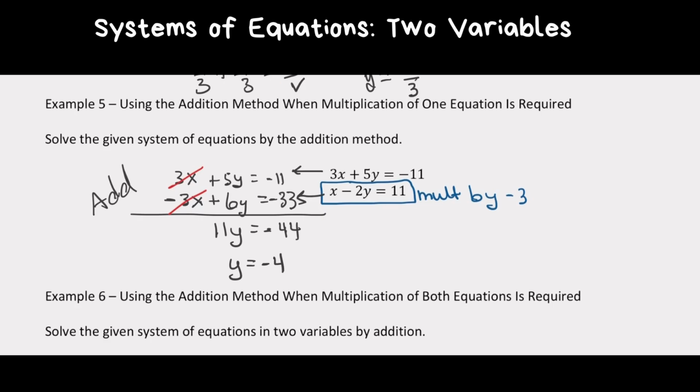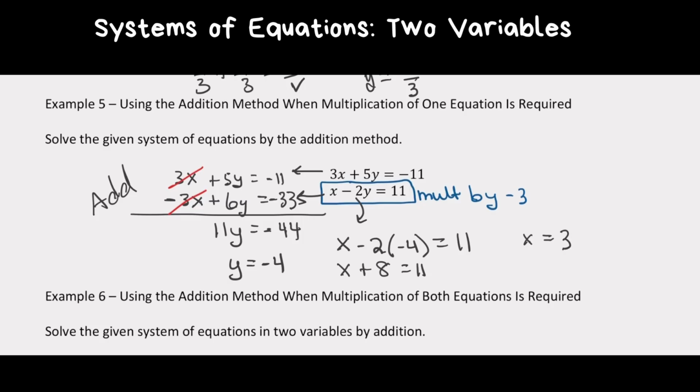Okay. I'm not done though. I need to now go back and find the corresponding x. Again, it doesn't matter which equation you use. I'm probably going to use this one right here. X minus 2y, and y is a negative 4, equals 11. So x plus 8 equals 11. Subtract 8 on each side. X is equal to 3.